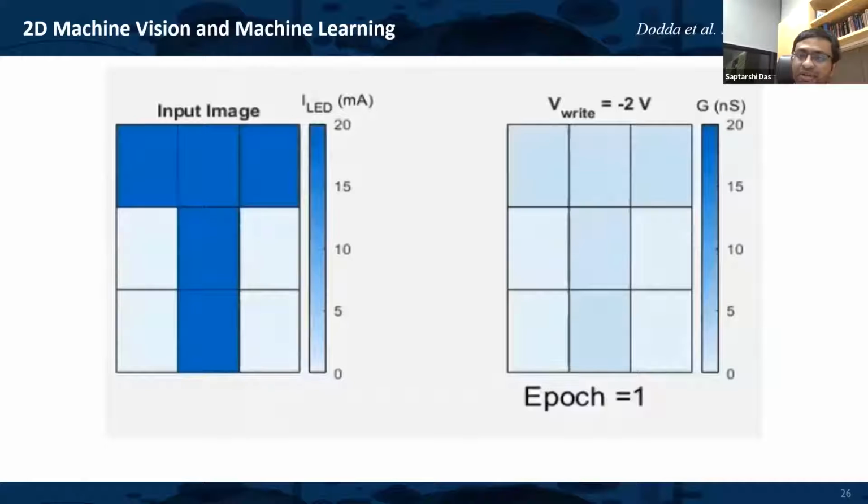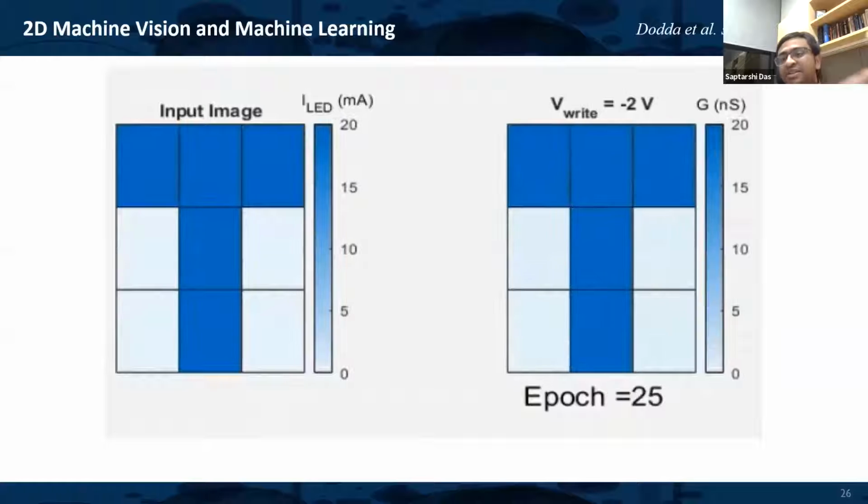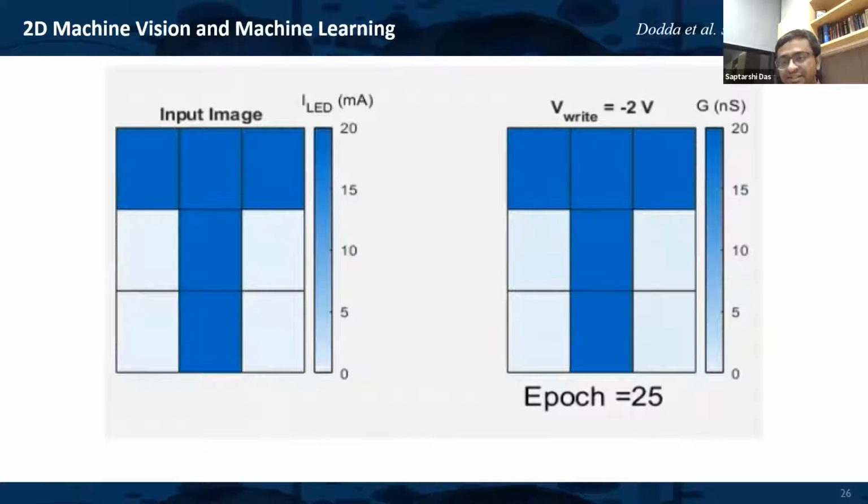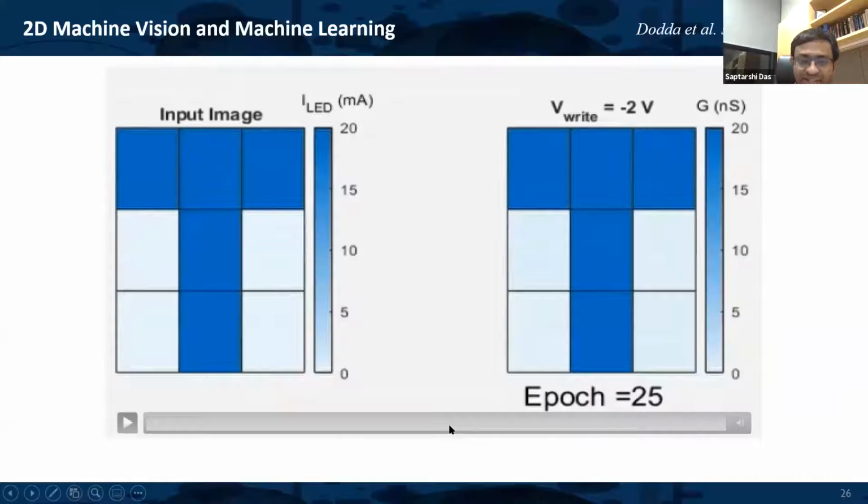So here, for example, we illuminate an array of 9 devices using this particular illumination pattern, which is the letter T. And then what happened is that after a certain amount of time, the device conductance actually reflects this input information. So my device is able to learn from the optical information that is being seen.